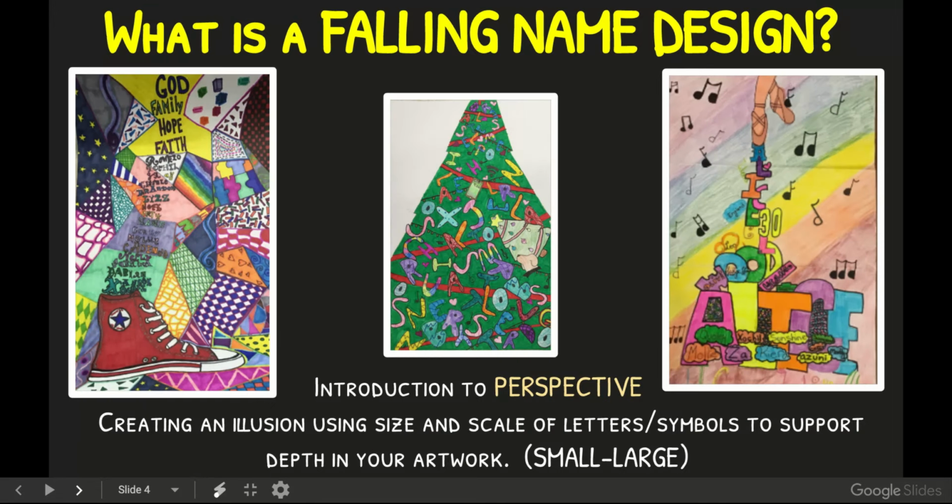Now, what is a falling name design? It is an introduction to perspective. It's creating an illusion using size and scale of letters and symbols to support depth in your artwork. What that means is you're tricking our eye and making us think things are falling down the page.